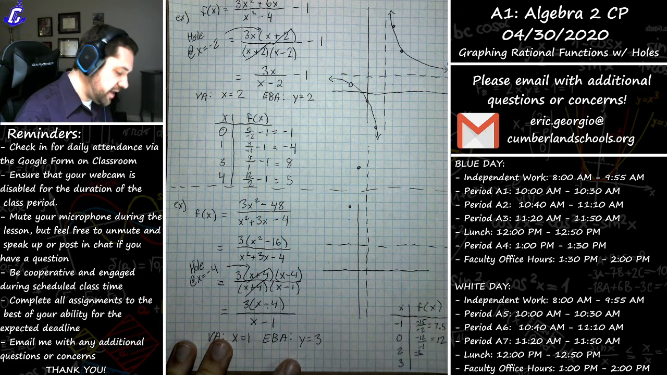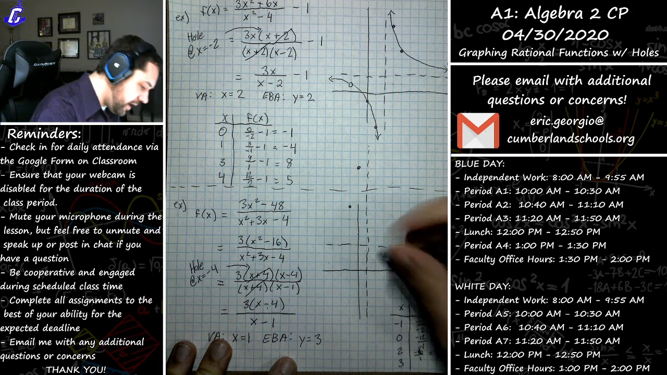2 minus 4 is -2 times 3 is -6. In the denominator, 2 minus 1 is 1. So I get -6 divided by 1 is -6. That's not that bad. We can do that.